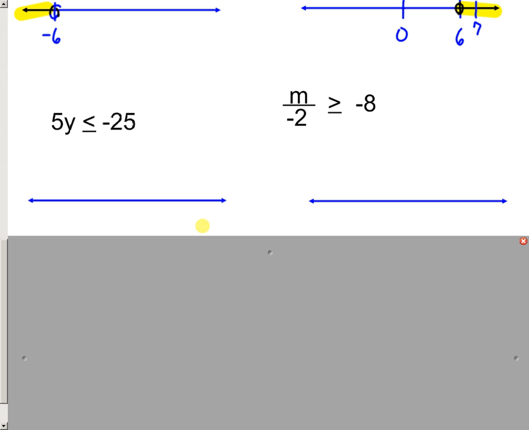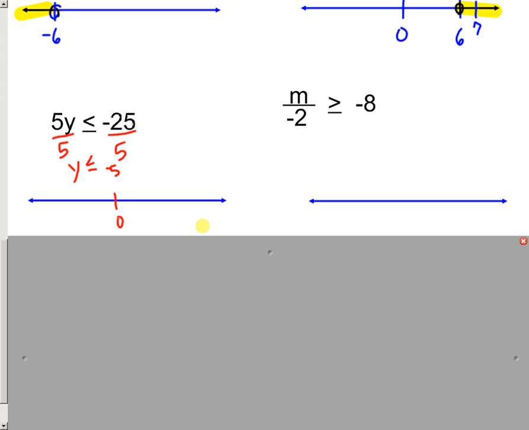And hopefully this will help take a little bit of the confusion out, and we will explain exactly what's happening with each one. This is a positive 5 times the y, so I need to divide by positive 5. Now this is a negative 25, but I'm going to divide it by a positive 5. And my rule is pretty simple. When I'm dividing by a negative number, I turn this sign around. I'm dividing by a positive number here, so I do not turn this sign around. y is going to be less than or equal to negative 5.